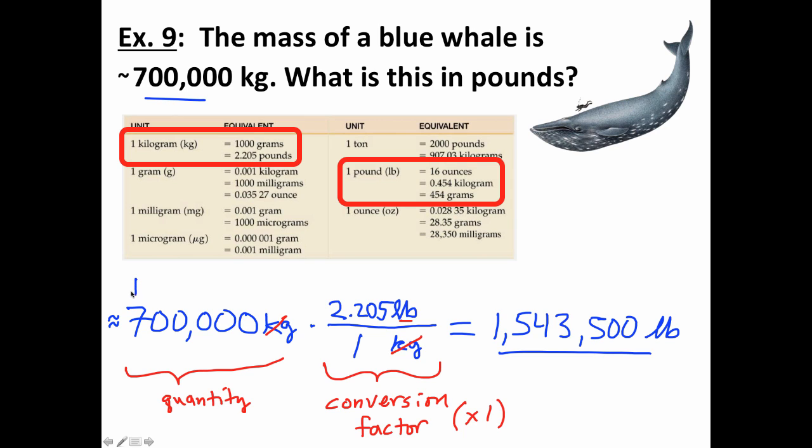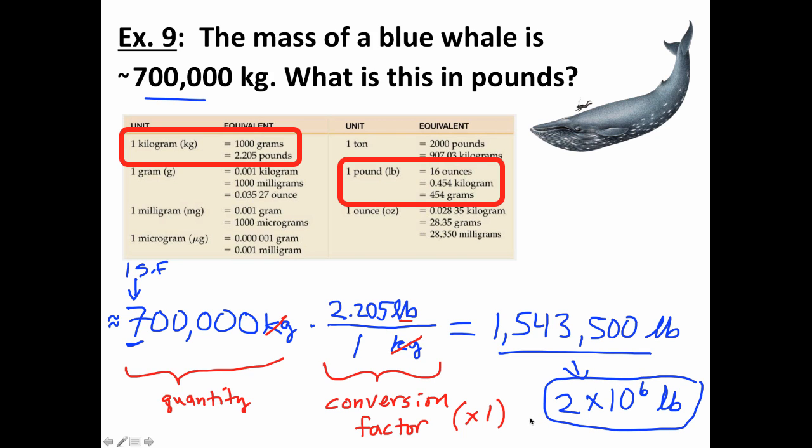But I'm going to say that whales are pretty variable in weight, depending on how big they are, duh. So this, I want to say, is probably just an estimated 1 significant figure number. So we're going to say that our answer here is about 2 million, or 2 times 10 to the 6th pounds. Of course, if we knew the weight more precisely, we could get a more precise answer.